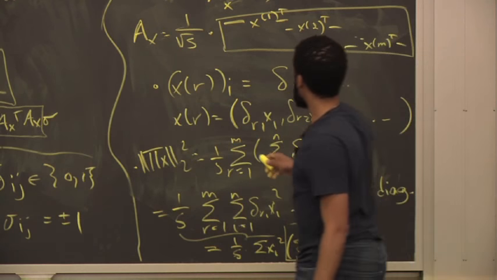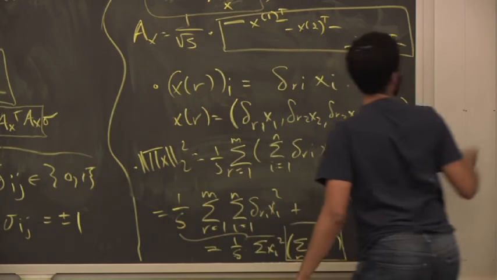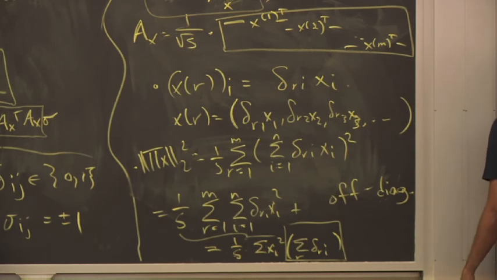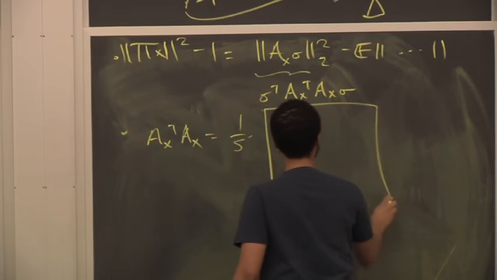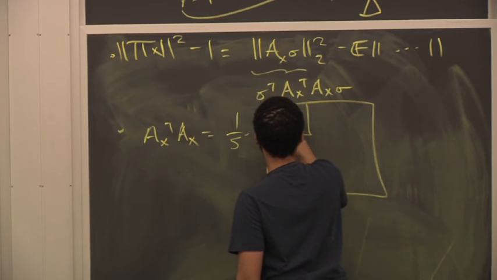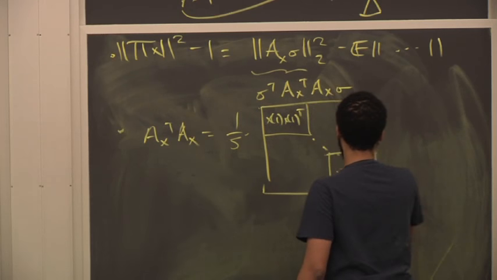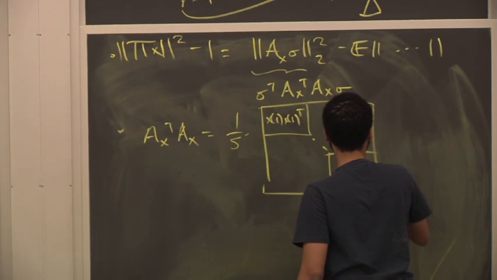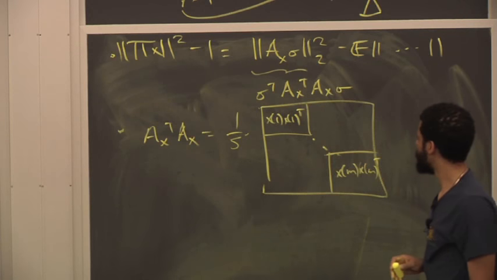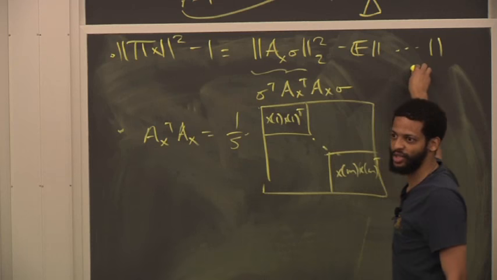So good. So we have this, right? We have that. So, the squared L2 norm of Πx minus 1 is equal to the squared L2 norm of Axσ minus the expectation. This thing here is σ transpose Ax transpose Ax σ. Ax transpose Ax looks like 1 over s times this big block diagonal matrix that has x1 transpose up to xm transpose. But what I actually care about is this thing minus the expectation.